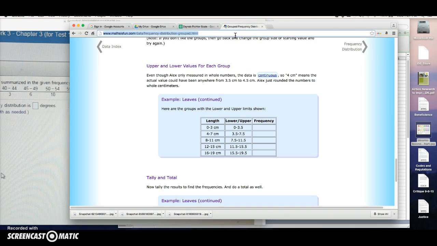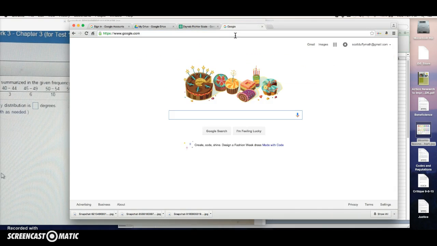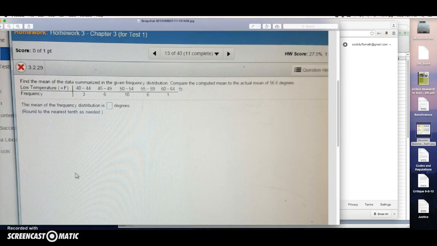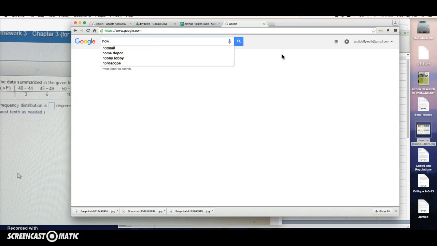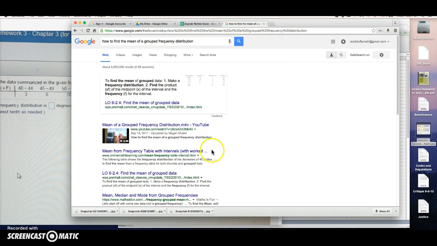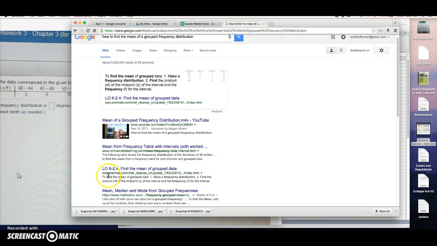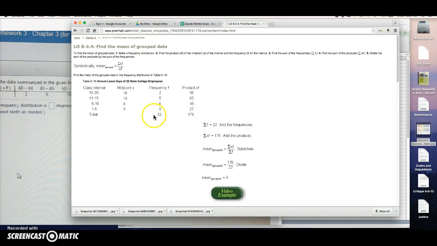So I'm going to go to... or the mean, I guess. How to find the mean of a grouped frequency distribution. And I'm going to go to this Prentice Hall, because that will cover what I need.